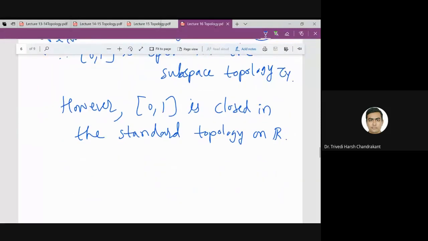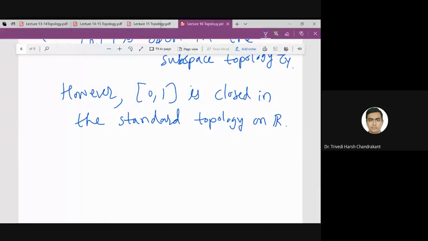What can we say about the open interval 2 3? So is 2 3 open with respect to this topology, the subspace topology on Y?